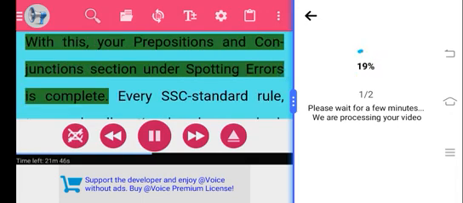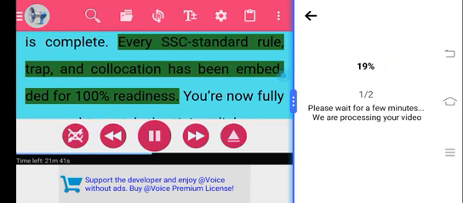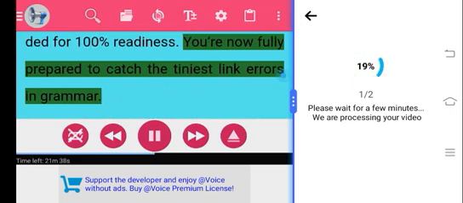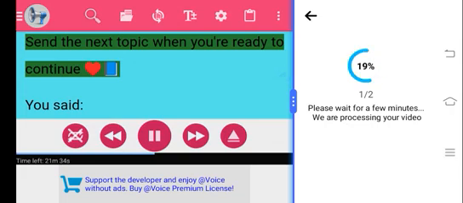With this, your prepositions and conjunctions section under spelling errors is complete. Every SSC standard rule, trap, and collocation has been embedded for 100% readiness. You're now fully prepared to catch the tiniest errors in grammar. Send the next topic when you're ready to continue.